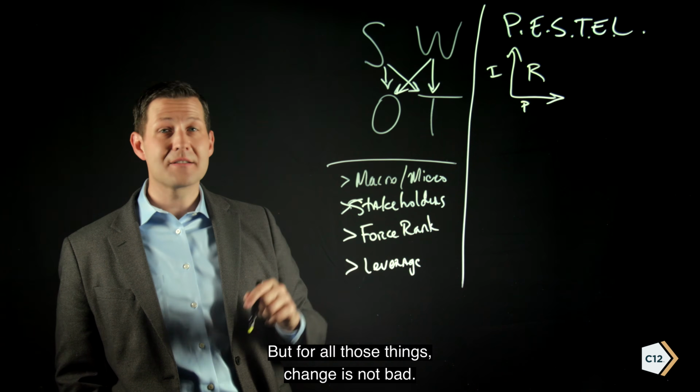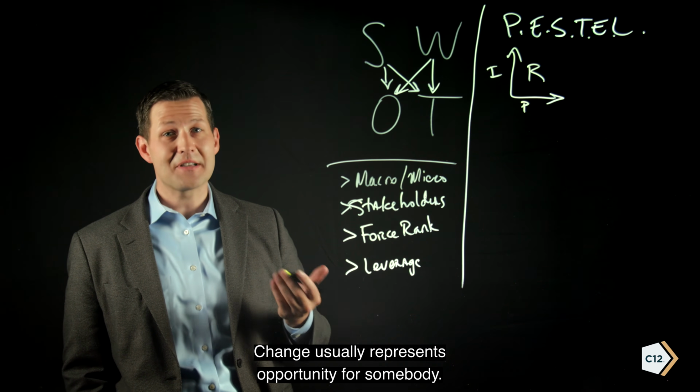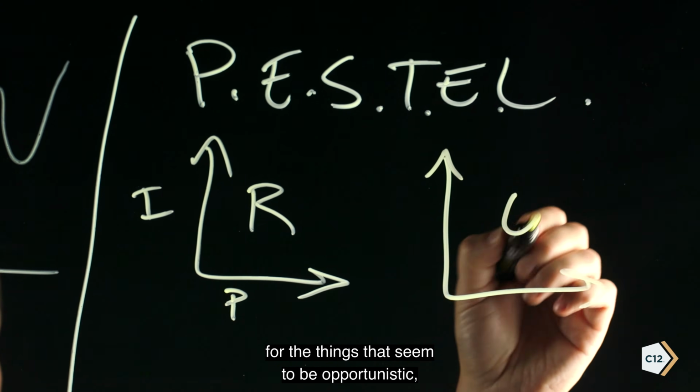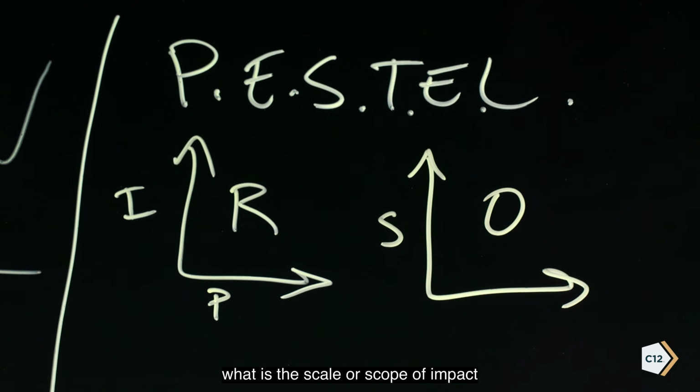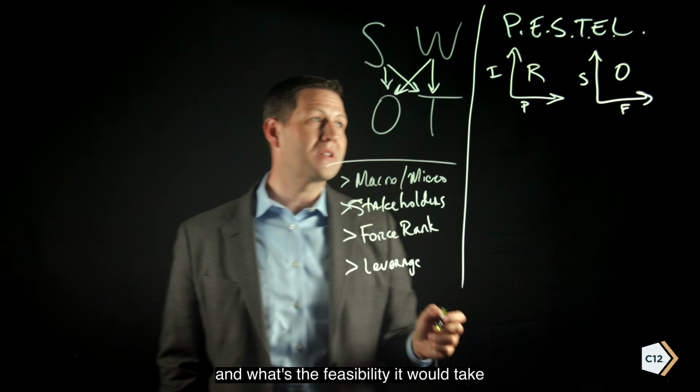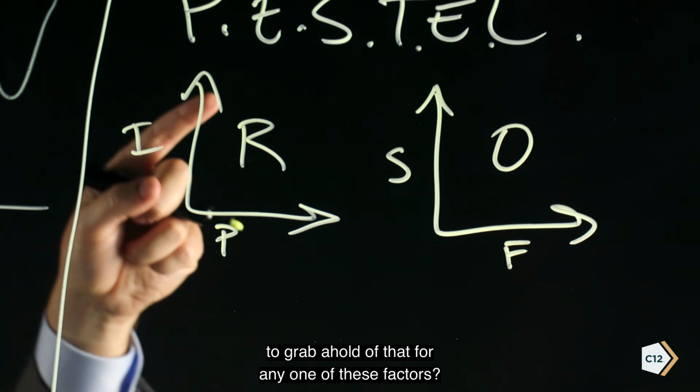But for all those things, change is not bad. Change usually represents opportunity for somebody. And so you also want to plot out, for the things that seem to be opportunistic, what is the scale or scope of impact or benefit we could realize? And what's the feasibility it would take to grab hold of that for any one of these factors?